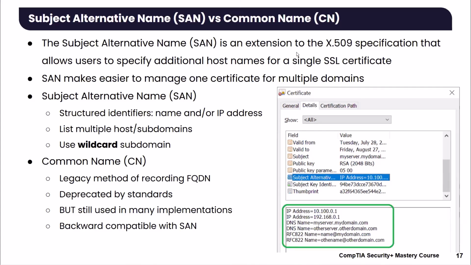So SAN is an extension to the X.509. Remember, X.509 is the standard for certificates that basically allows users to specify additional host names. In other words, it allows us to use a single certificate to sign multiple host names. So if you have google.com, that's great. But what if you have eat.google.com? How do you secure that?